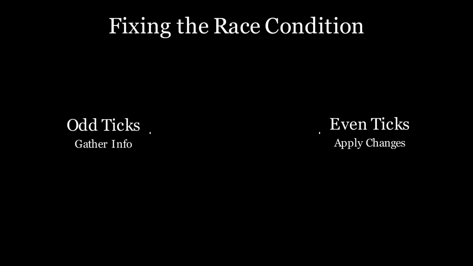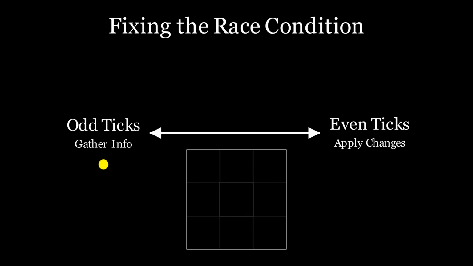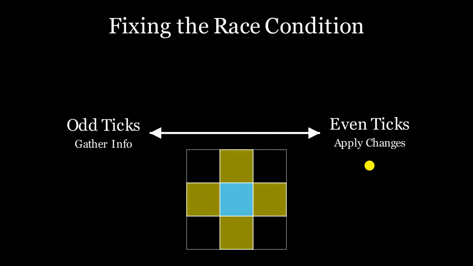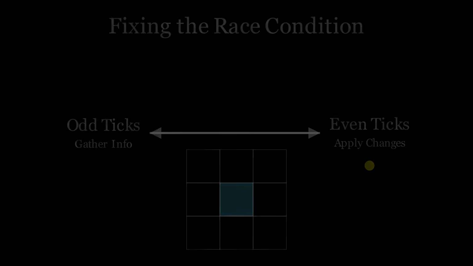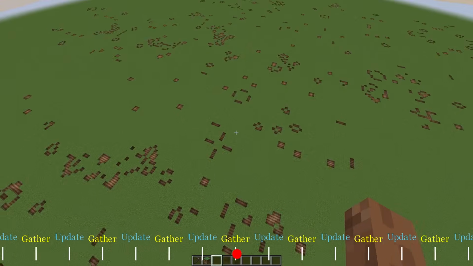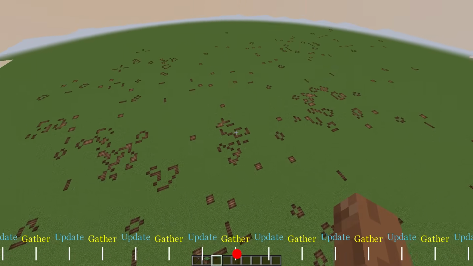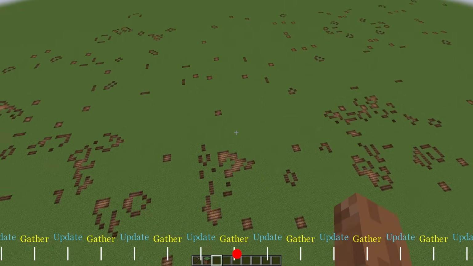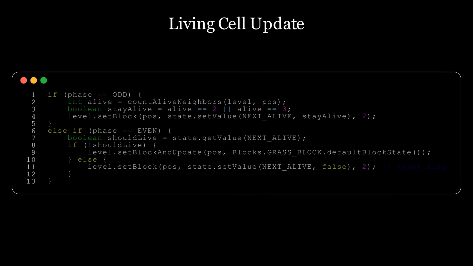See, if instead of scheduling every tick to be an update tick, we schedule all odd ticks as data gathering ticks and all even ticks as update ticks, then every single block is going to update at the same time, and no matter what order they update in, it's not going to affect the results. By doing this, we get rid of the race condition by forcing all blocks to update at the same time and to gather information at the same time. From here, the implementation is fairly simple.